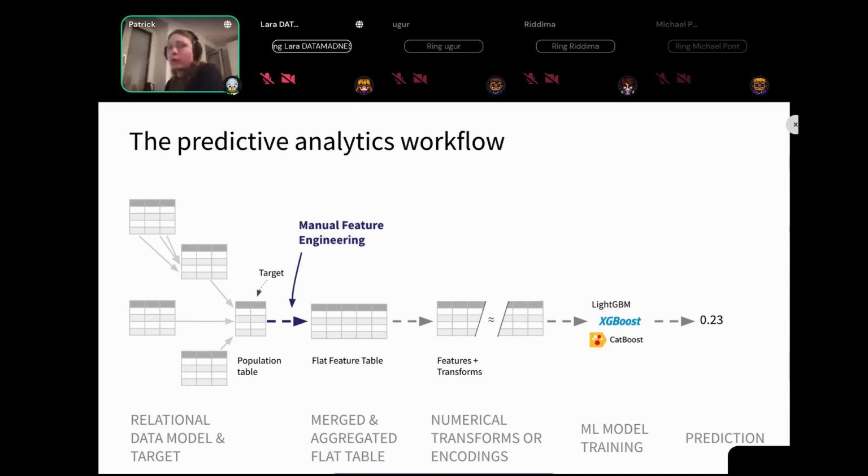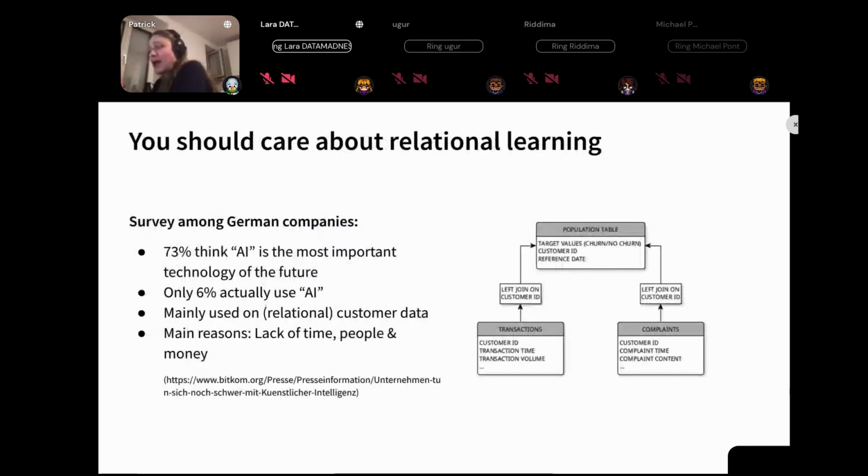Now, there's another problem with that, other than data scientists not liking manual feature engineering. And that has to do with cost.